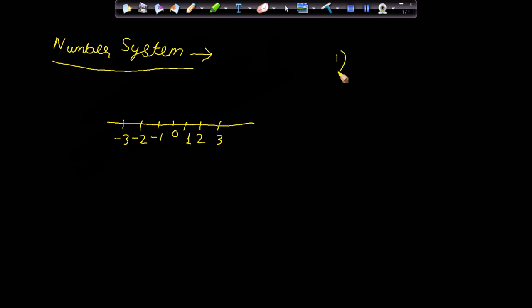First one is natural number. So what are natural numbers? These are called counting numbers. The numbers which you use in counting. If you have to count how many students are there in the class, how will you start? You will start with, these are called counting number.